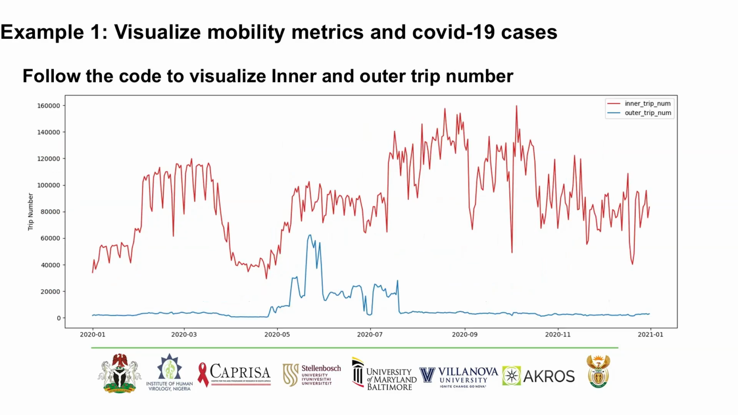Here, the Python code takes the analysis a step further by separating inner state and outer state trips. Inner trips represent movements within the same state, while outer trips are cross-state travels. From the chart, we can see that outer state trips dropped sharply when COVID-19 cases surged, reflecting stricter interstate travel restrictions. Meanwhile, inner trips declined less dramatically, suggesting that local activities were relatively resilient.